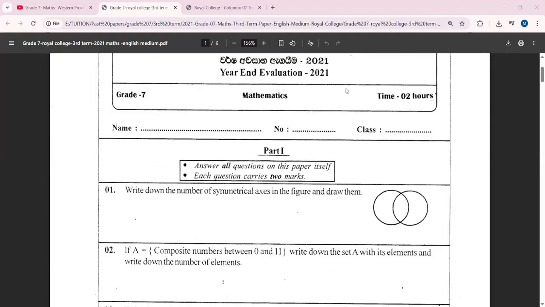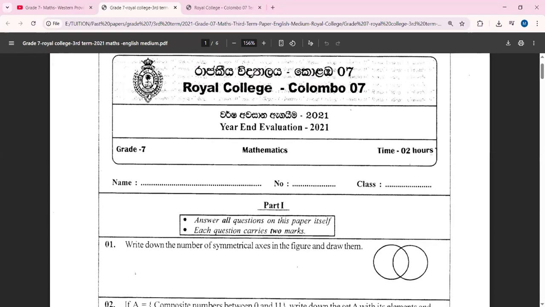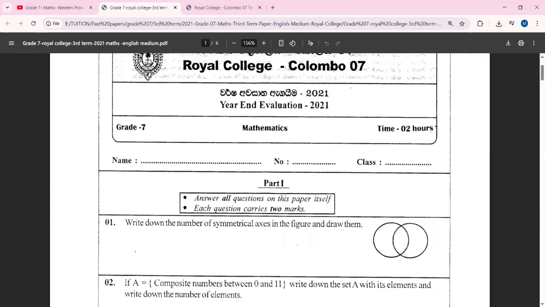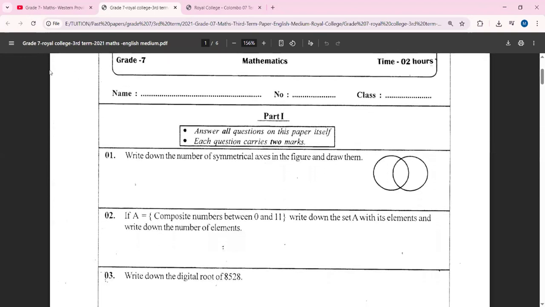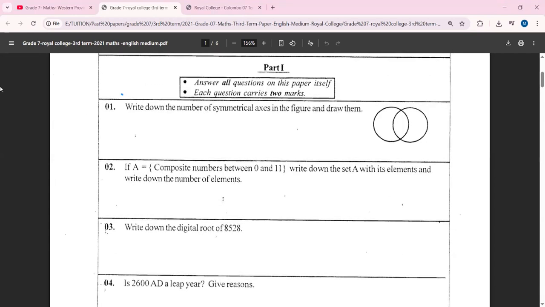This is the paper I am going to discuss with you, and we will do the first part first. As I always say, before answering any question paper, you are supposed to read the instructions properly. So let's see this one. Here you have to answer all the questions, and first do not forget to write your name, your index number and class and everything, and then we will start writing the answers. Just have a look at the paper and start with some easy questions, right?